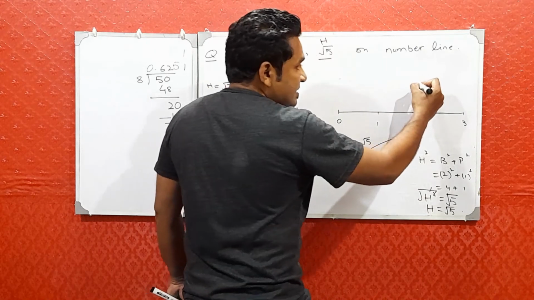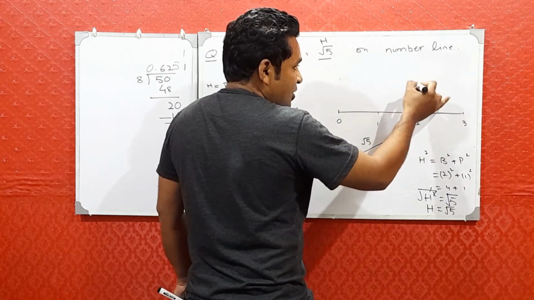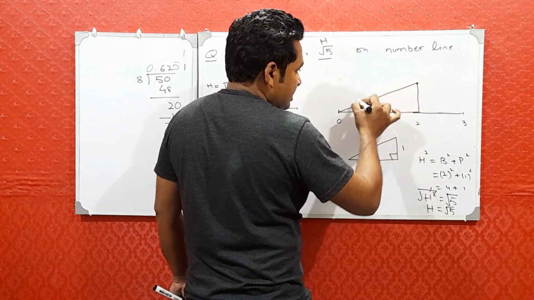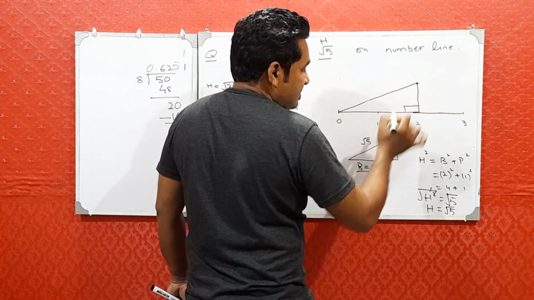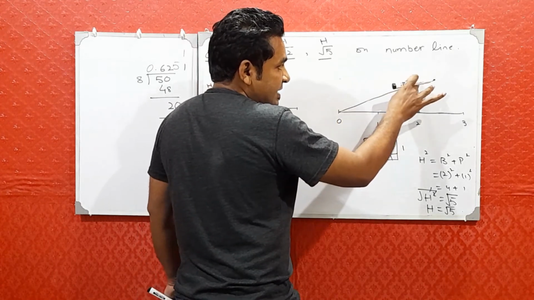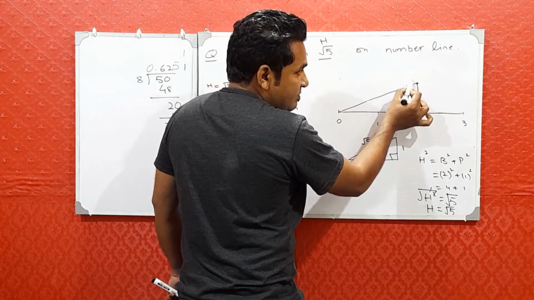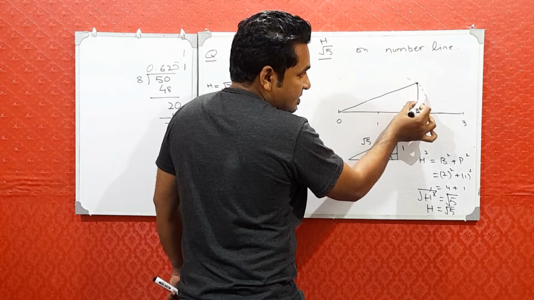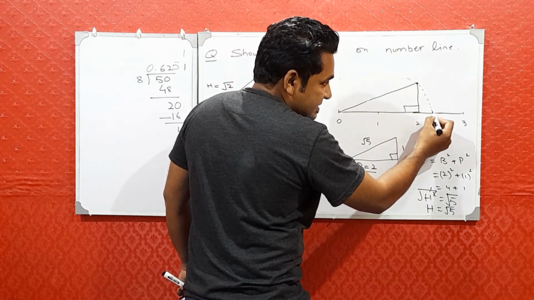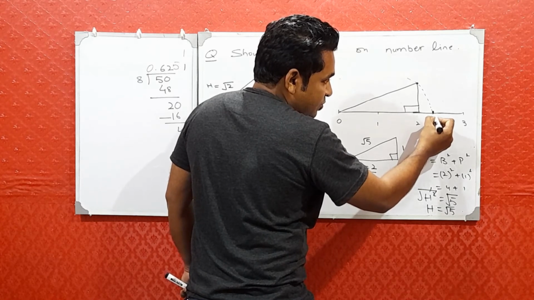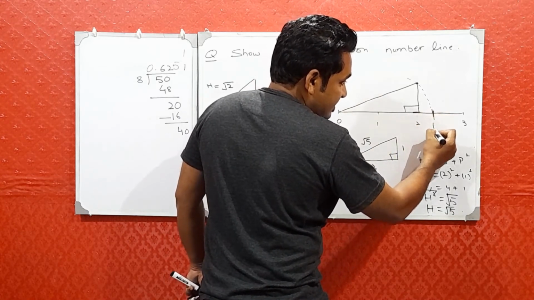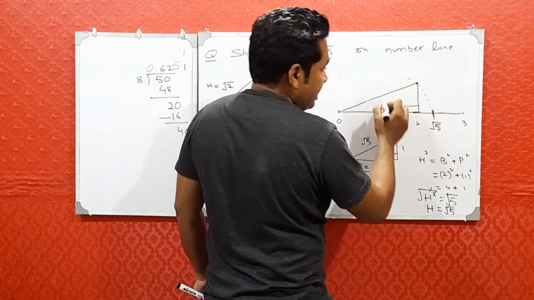Okay, now this is the point. Now join it with 0, join it with the center. This has become a right angle triangle. Put one end of the compass here, the other end here, and make an arc. Definitely it will cut this line at some point, and where it cuts this line, that is the position of square root 5.